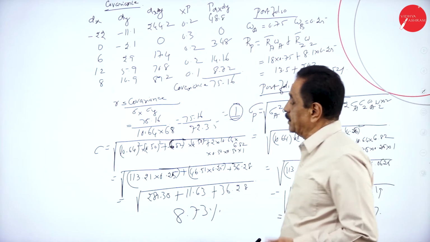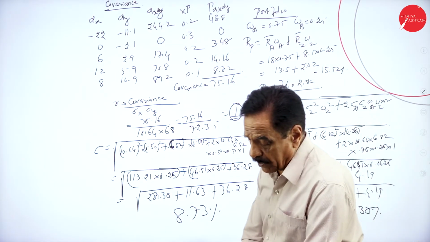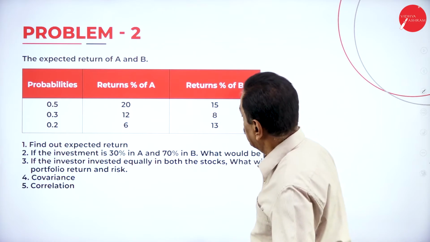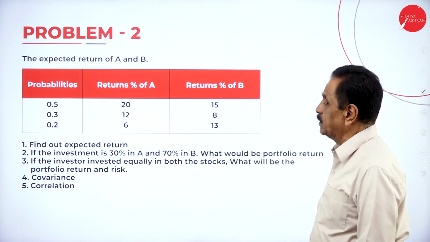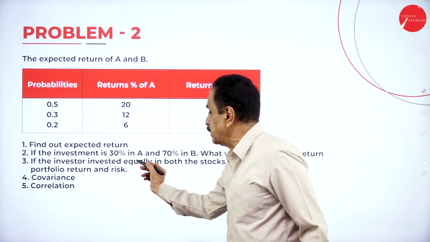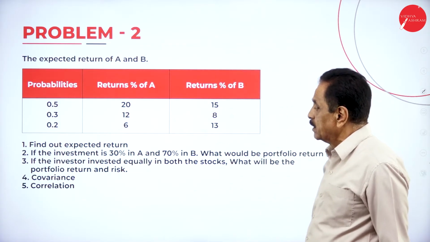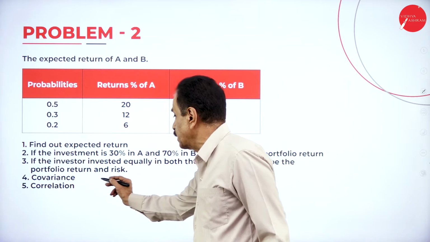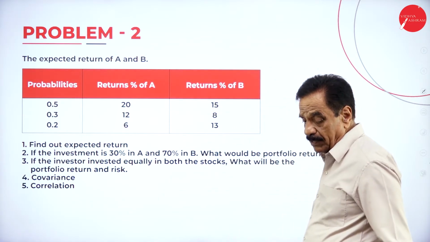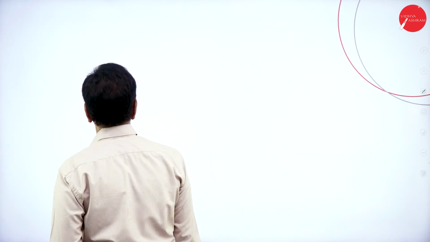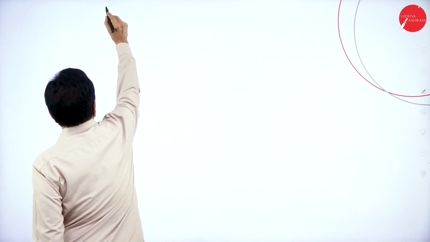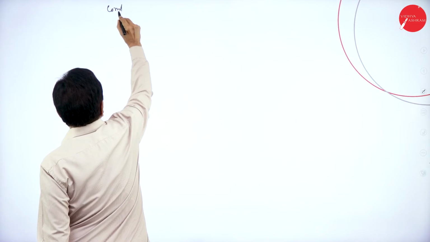A little bit lengthy, but we have to do it carefully. So returns of A, returns of B, same is there. Find out the expected return if the investment is 30%. No standard deviation is asked. Then portfolio return, risk, covariance, and standard deviation are done. We'll move to expected return. Company A.